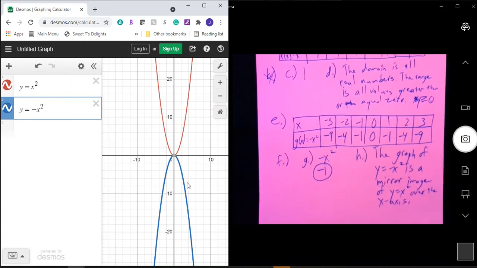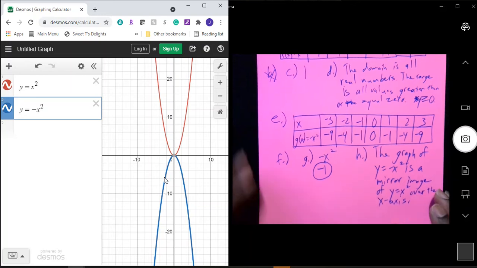Now, we could look right here at the Desmos calculator. If you notice here, these graphs are mirror images or reflections of each other. Because basically, if you fold this in half, they would lay right on top of each other. So now, we move on to problem number 5.